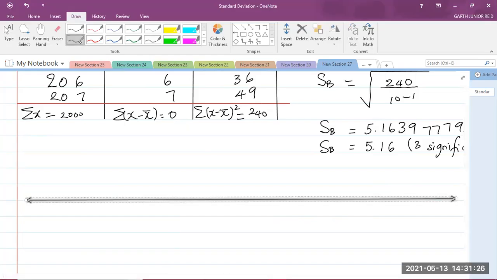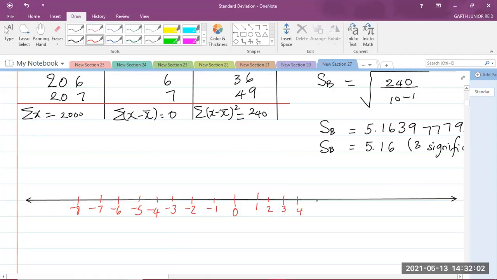Make it long enough. Good. So for the number line, in the middle I have 0. Then I will have -1, -2, -3, -4, -5, -6, -7, and -8. To the right of 0, I will have 1, 2, 3, 4, 5, 6, 7, and 8.